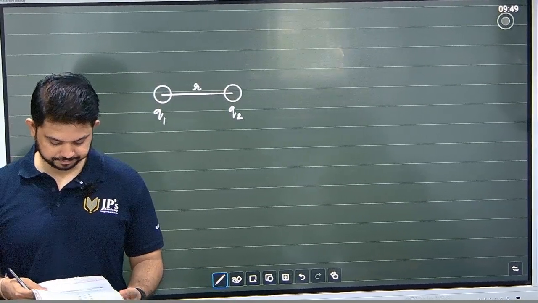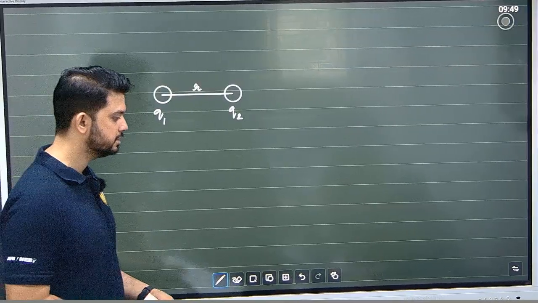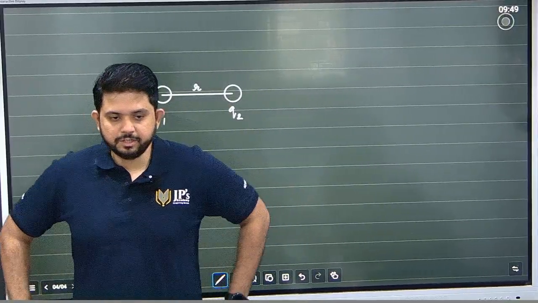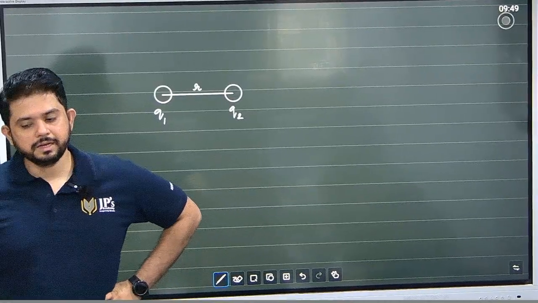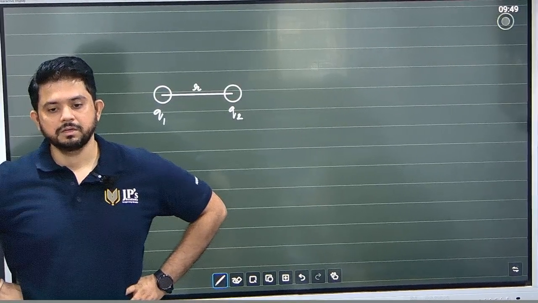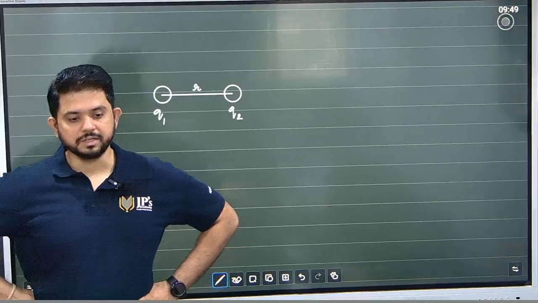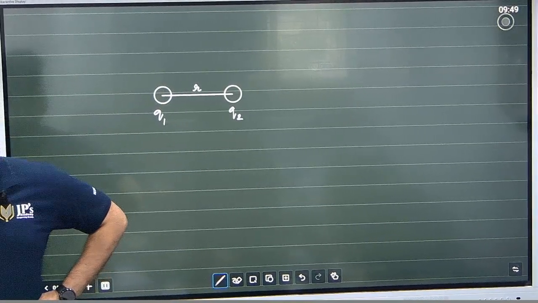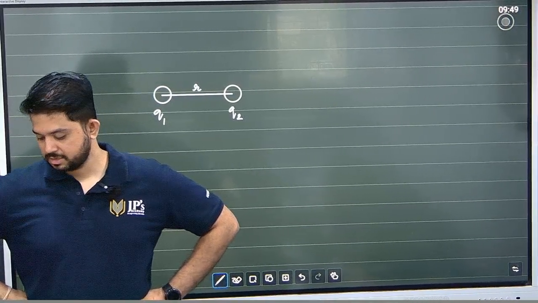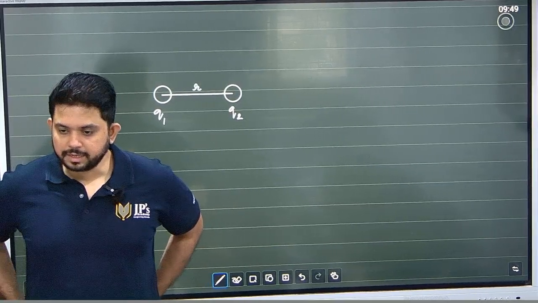Next point. The radius of the atom is around 10 raised to minus 10 meters, whereas the radius of the nucleus is around 10 raised to minus 15 meters. Rutherford calculated this.